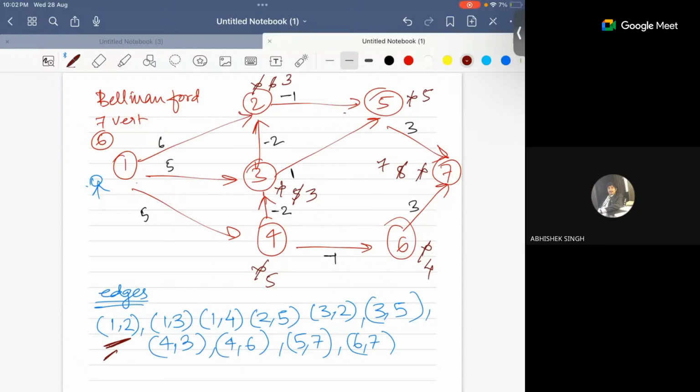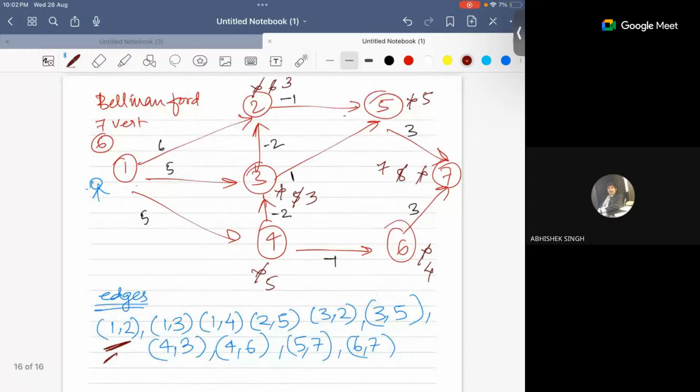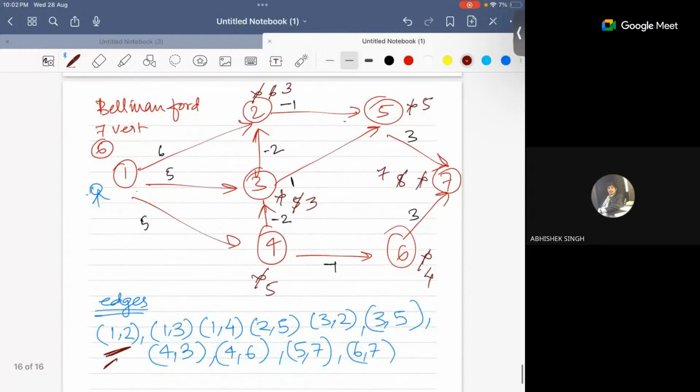Okay. So in the second iteration, we'll just keep on doing the iteration again, starting with 1, 2. So this is what, 0 plus 6 is 3, is better. So we'll just leave it 1, 3. We'll leave it 1, 4. 0 plus 5, 5. So we'll leave it 2, 5. So 2, 5, 3 minus 1 is 2. Better than 5. So 2.